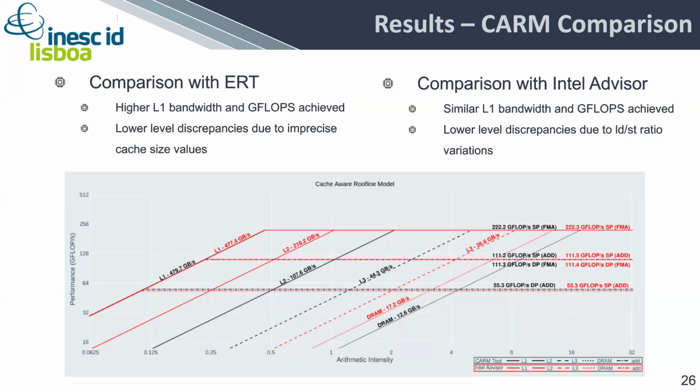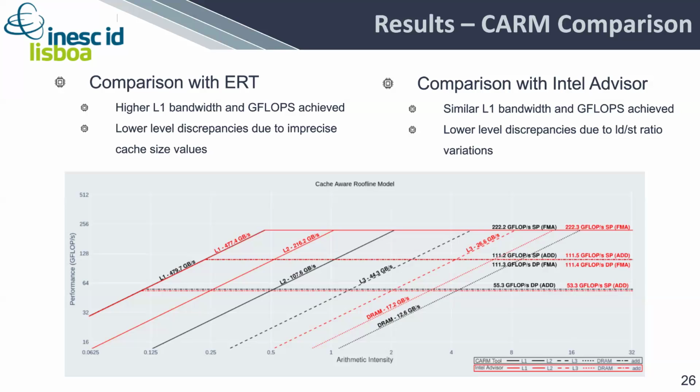We also compared the AVX512 results of Intel Advisor with the CARM tool on the Venus machine. So here we managed to obtain similar values for the floating point and L1 roofs, around 222 gigaflops for single precision FMA and 479 gigabytes per second for the L1. However, Intel Advisor also managed to obtain some considerably higher values for the L2 and DRAM.